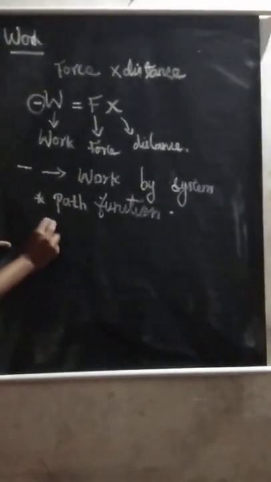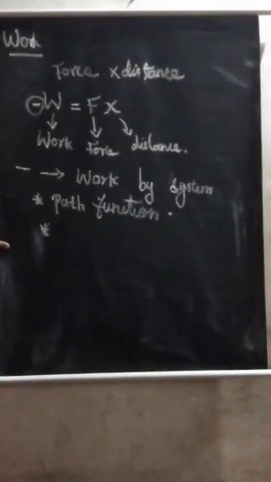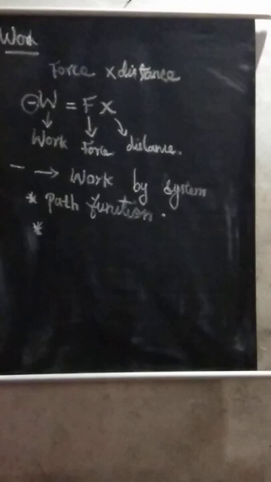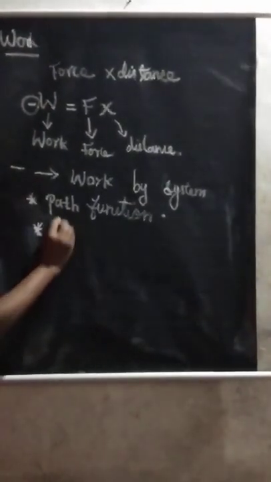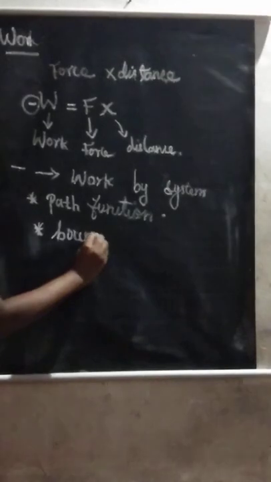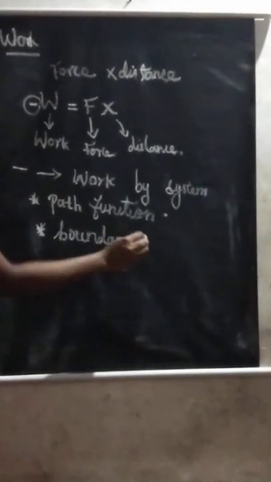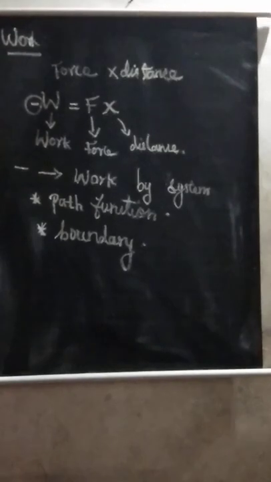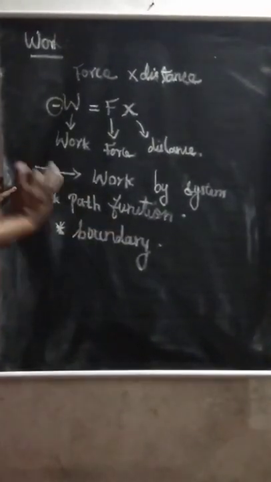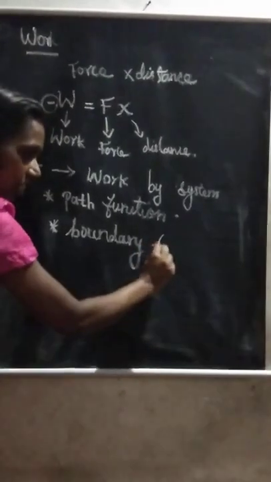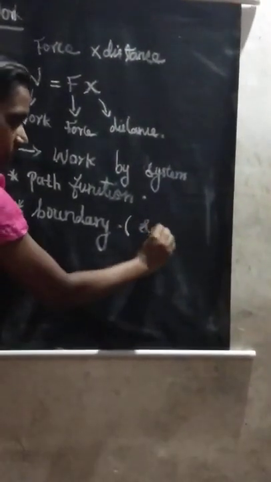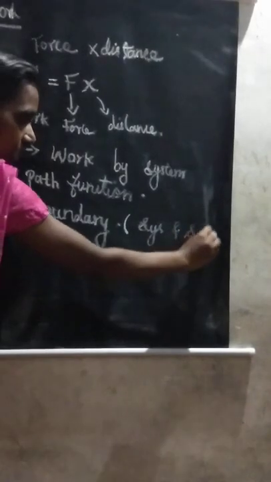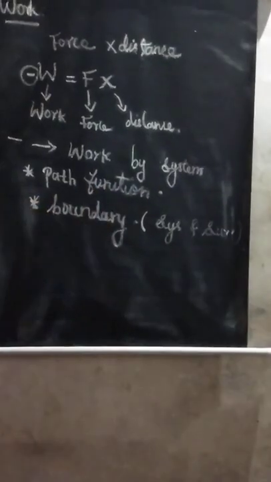Now the second point. This work appears only at the boundary of the system. Boundary means, as you already know, anything which separates the system from its surroundings. So work appears only at the boundary of the system.